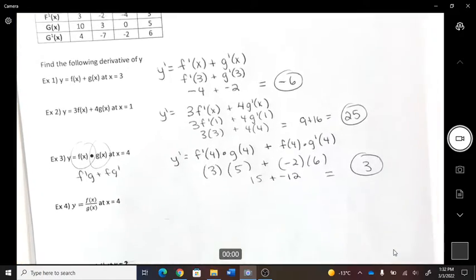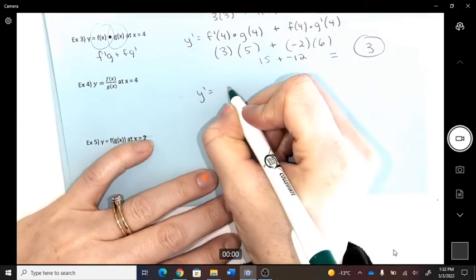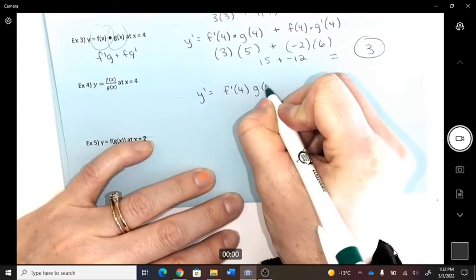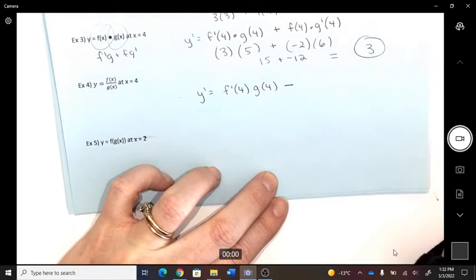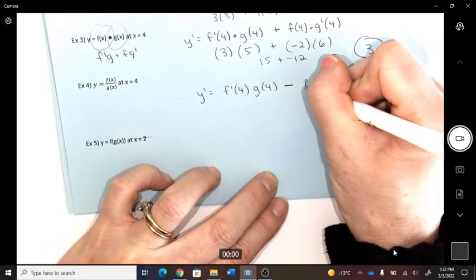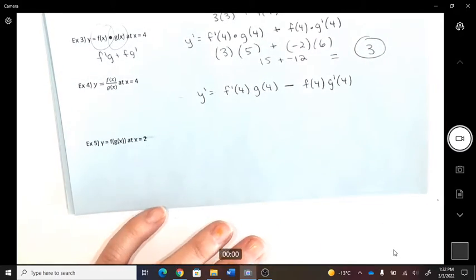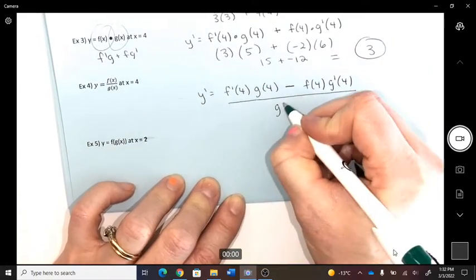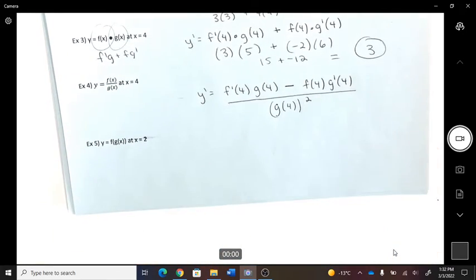Okay, number 4, the quotient rule. Okay, so when we do a derivative, we will do f prime for regular g. Subtract regular f g prime. All divided by regular g squared. Okay, so I'm just fitting the chart input stuff into the rule.